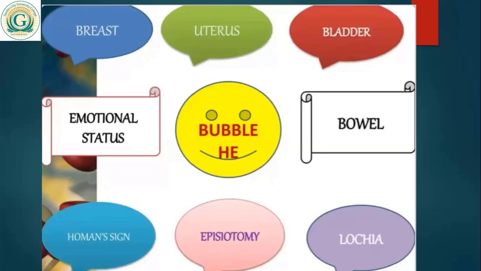We have an acronym for the areas of assessment during the postnatal period, and it is BUBBLE-HE: B for breast, U for uterus, B for bladder, another B for bowel, L for lochia, E for episiotomy, H for hormone sign, and E for emotional status. As we know, the postnatal period consists of 3 periods: the immediate postnatal, the early postnatal, and the late postnatal. The immediate covers the first 24 hours, the early is after 24 hours of delivery to the first 7 days, and the late period is after the first week to 6 weeks after delivery.